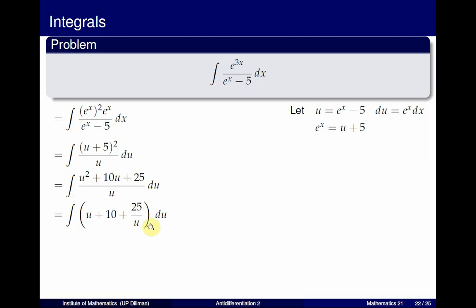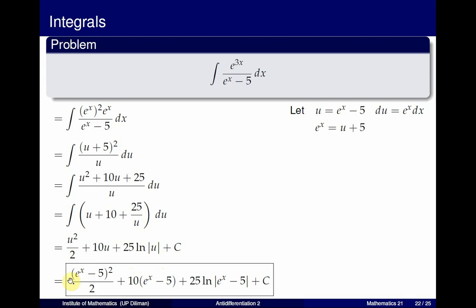Now we can integrate each term directly, and let's do that. So the integral is now u squared over 2 plus 10u plus 25 ln of absolute value of u plus c. So finally, we will substitute back into x. So u is e to the x minus 5. So our final answer is the square of e to the x minus 5 all over 2 plus 10 times the quantity e to the x minus 5 plus 25 ln of absolute value e to the x minus 5 plus c. So let's take a moment to take in the solution.